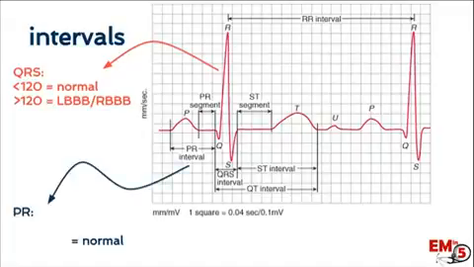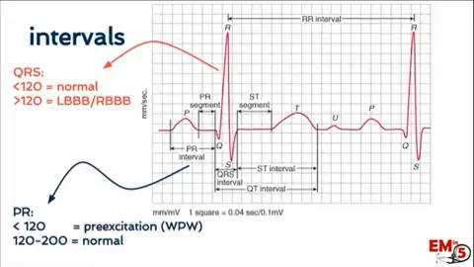Okay, next interval is the PR interval. So what would be normal here? That's the beginning of the P to the beginning of the Q wave. Normal would be 120 to 200. If it's less than 120, that might indicate pre-excitation, or WPW. If it's greater than 200, that might mean an AV block. So that's something we look for very frequently on EKGs.